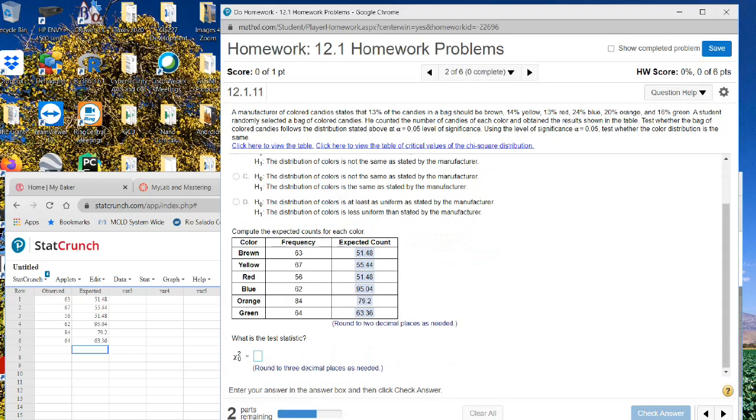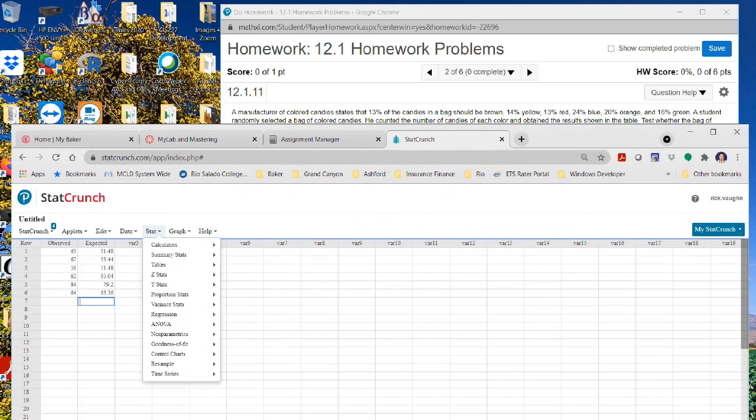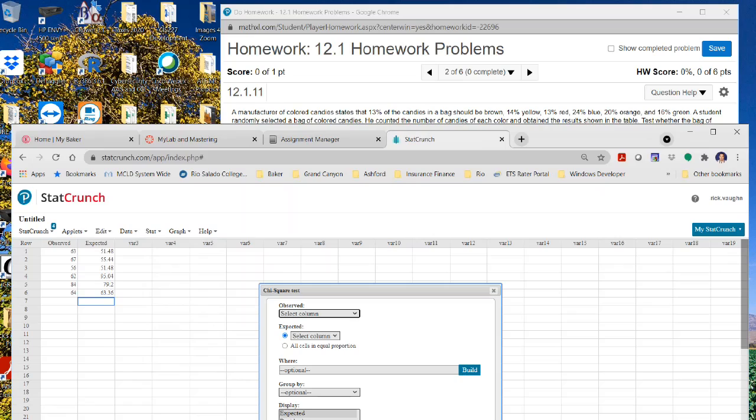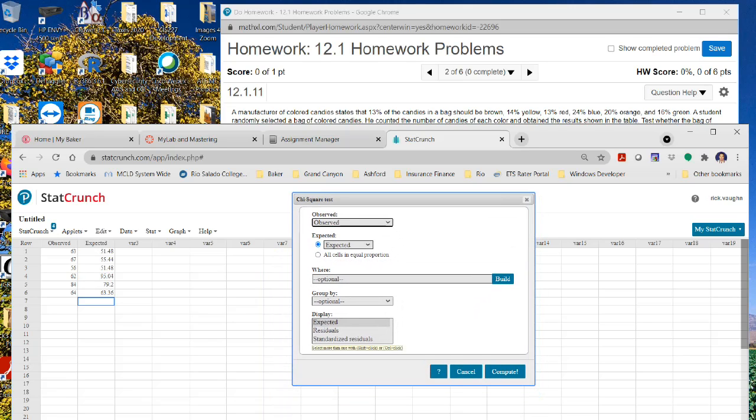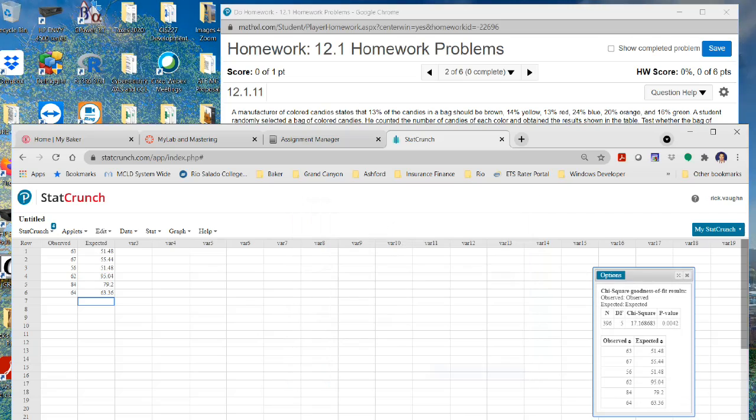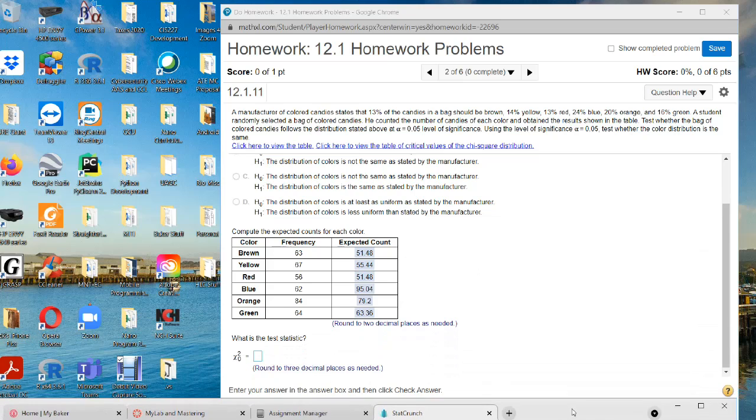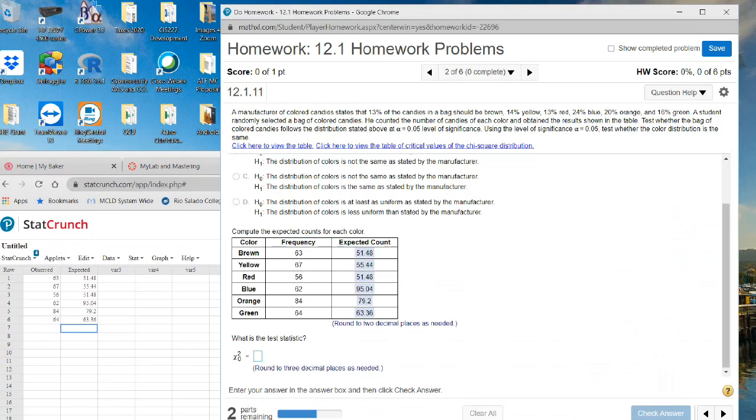Cool. Now we're going to calculate this chi-squared test statistic. In StatCrunch, I'm going to run Stat, and the goodness of fit chi-squared test. The observed column is called observed. The expected column is called expected. We're not doing all cells in equal proportion. That would be a uniform distribution. And that's pretty much it. I don't need to fill in any of these other option things. I'm going to say compute. And I get a chi-squared value over here of 17.1686, 17.169 to 3 decimal places.